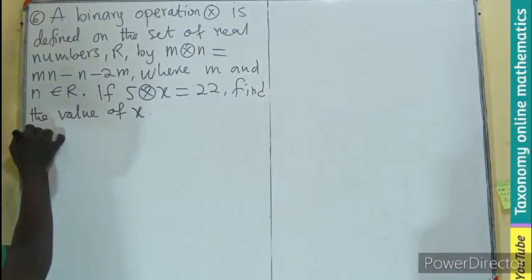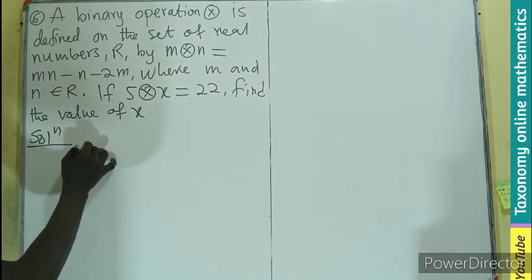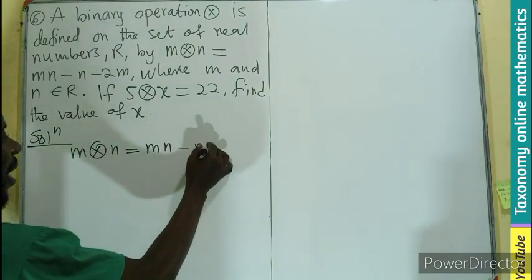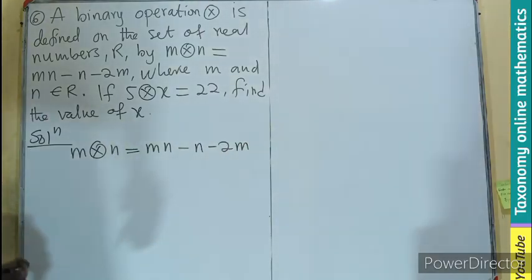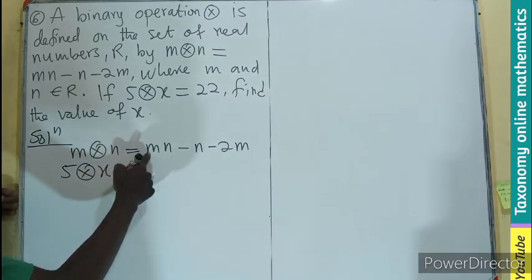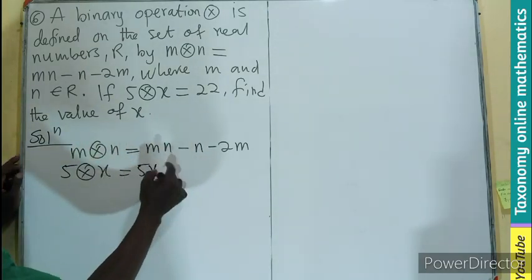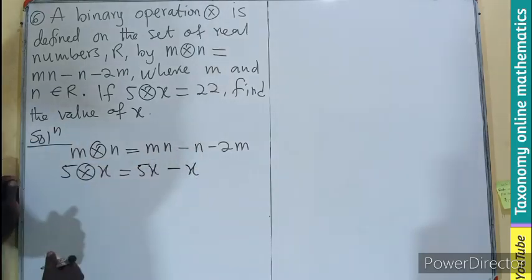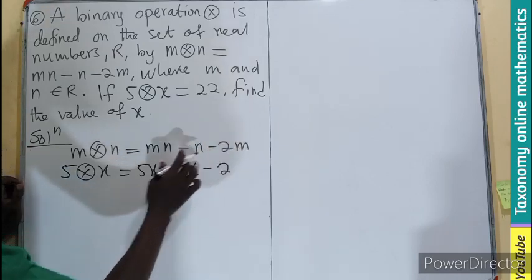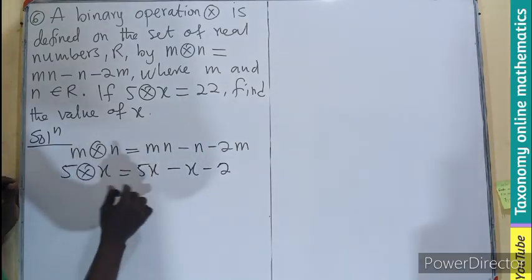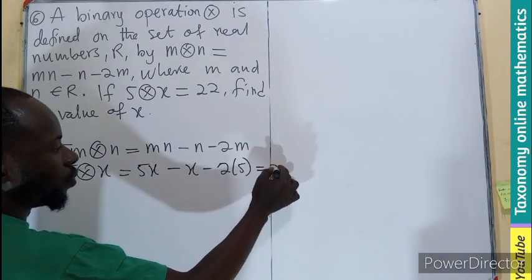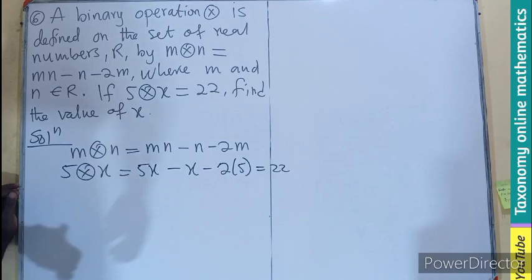This is simple. We have to remember that the multiplication is defined by mn and 2m. That simply means that if I have 5 times x, it will be 5 times x, right? Minus x, which is the second term, then minus 2m. What is the m? The m is 5, so we have 2 times 5, and this value should be equal to 22. That is what we have here.